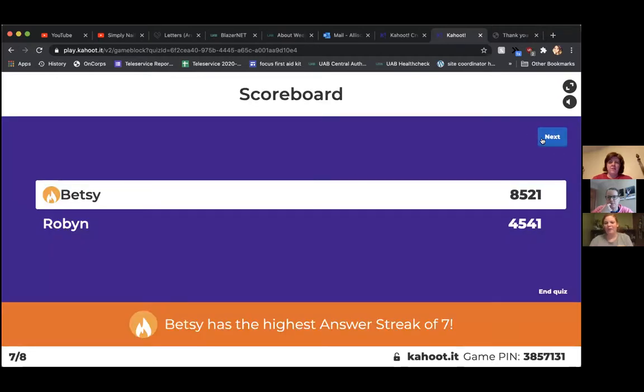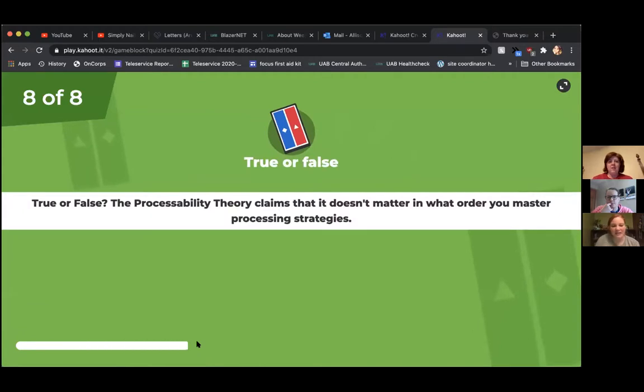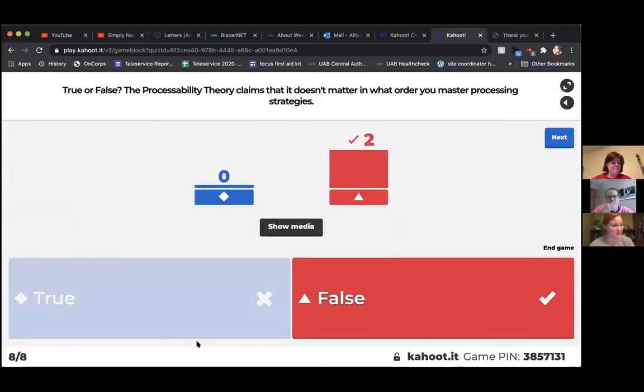Okay, one more question here. So, true or false? The processability theory claims it doesn't matter in what order you master processing strategies. Wow. That was hard to get out. I don't know what's wrong with me. I can't read. Processability is hard to say. It is hard to say.